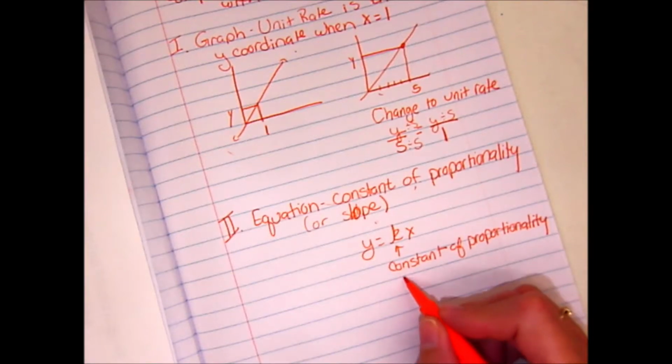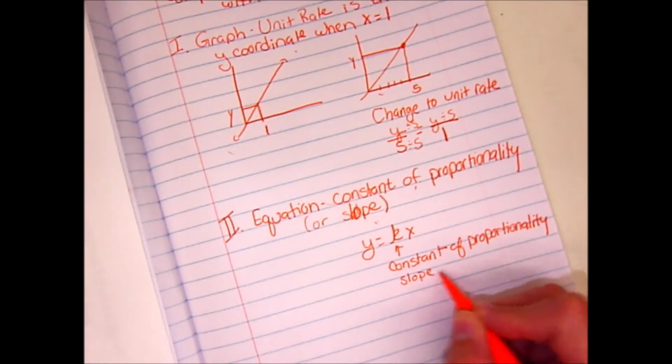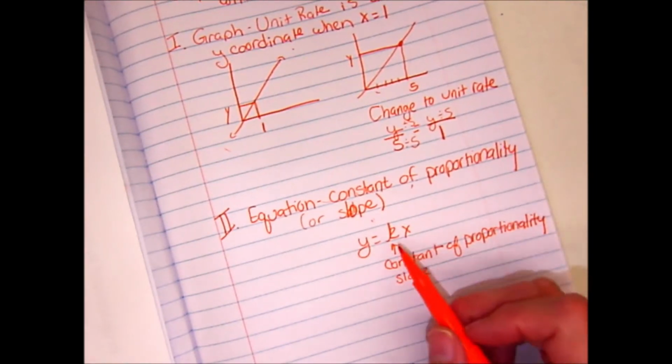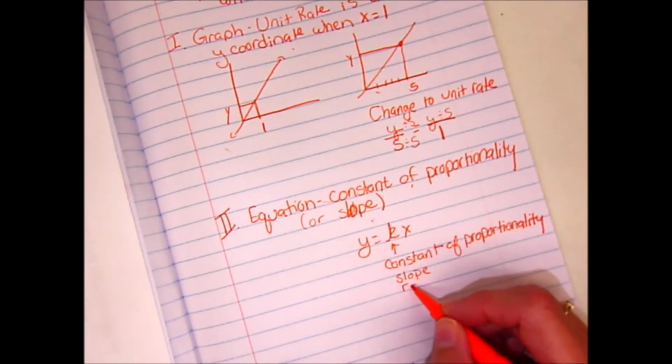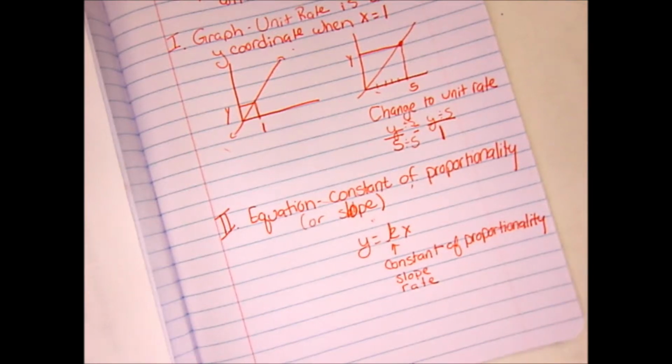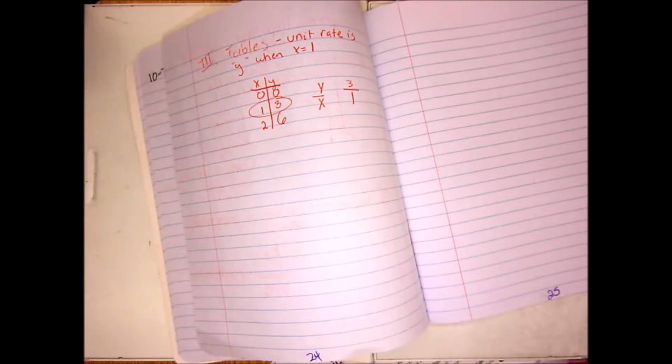We also might see that as a slope. Like I said, constant of proportionality is a slope, and it is also a rate. So that one little number in our equation is so important because it can represent all those things, which are basically all the same thing, but we've got lots of different words we use to talk about them. All right, so we'll finish.